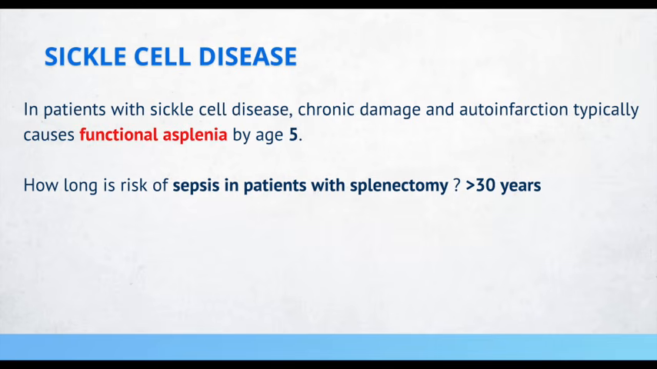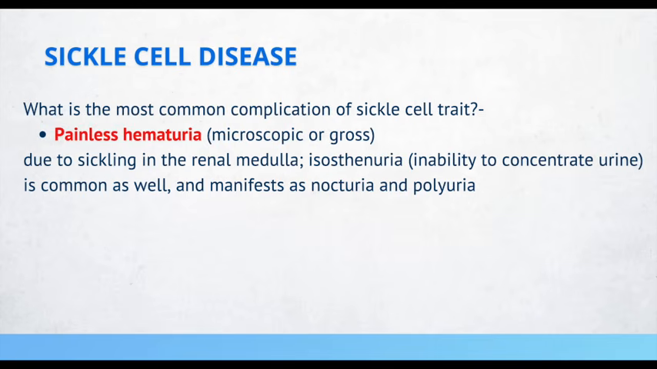What is the most common complication of sickle cell trait? Painless hematuria, and this can be macroscopic or gross. Again, this condition is seen due to the sickling of the red blood cells in the renal medulla.